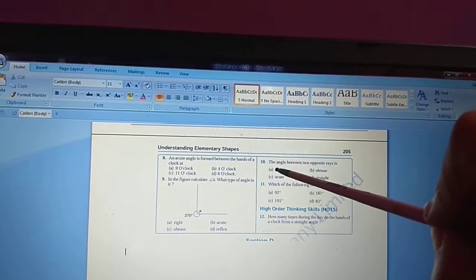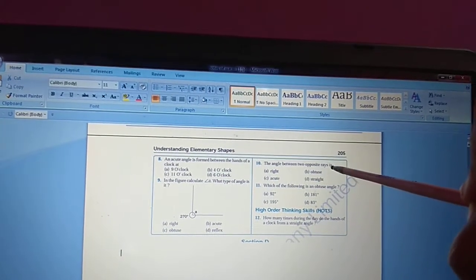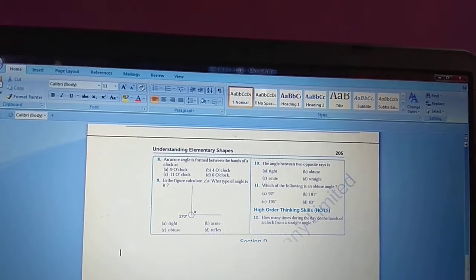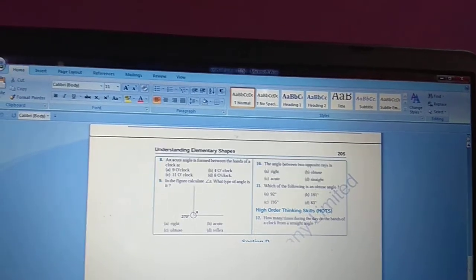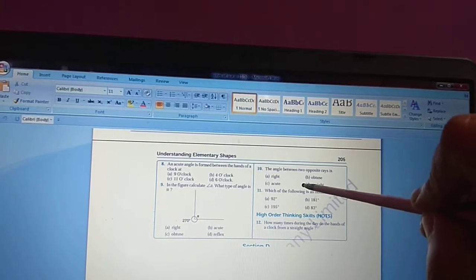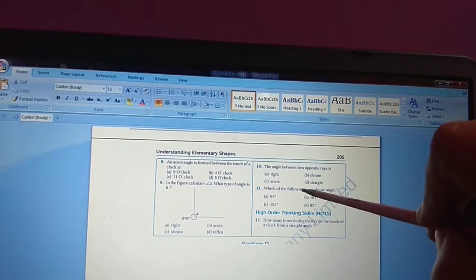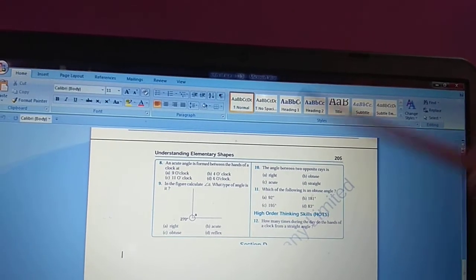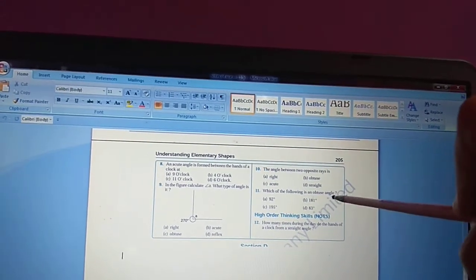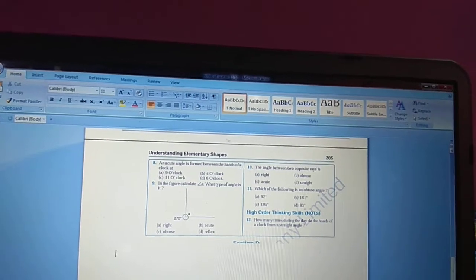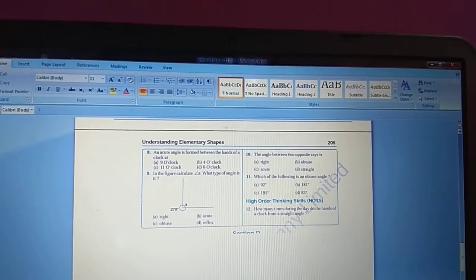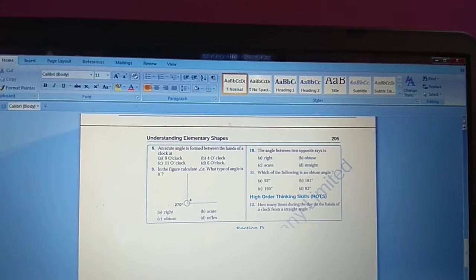By seeing the figure, I think the students will be able to solve it. Now question number 10. The angle between two opposite rays is? Just now while showing the straight angle I showed there are two opposite rays, so the answer will be straight angle. Which of the following is an obtuse angle? Here some angles are given, you need to find which one is obtuse. Very easily you can find it out. The students are intelligent enough to find it out. You have done these things in your previous class also.